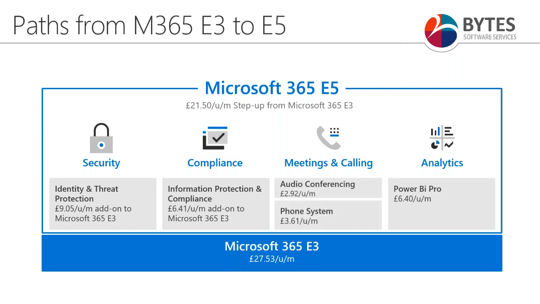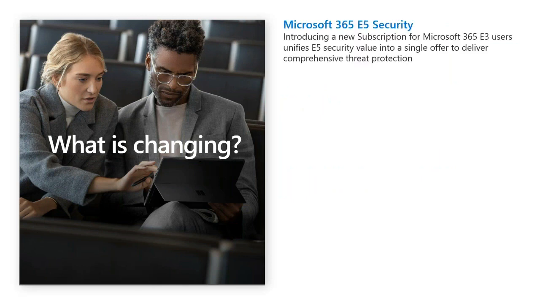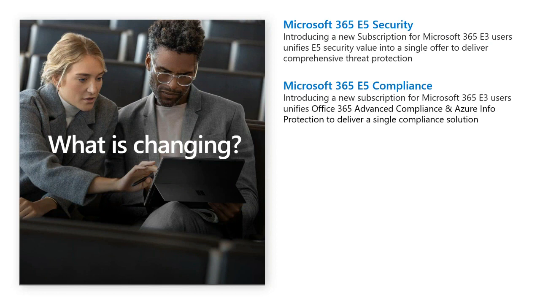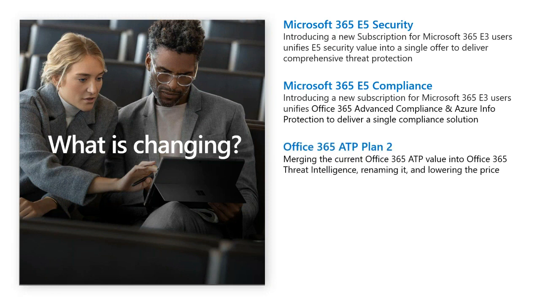So that's how that's done. So quickly, just in summary, once more, what is changing? There's a new 365 E5 security offering being introduced, and those are add-ons for the Microsoft 365 E3 users. The compliance one is a new offering, incorporating advanced compliance and Azure Information Protection. And the Office 365 ATP plan is a new one that includes threat intelligence and Office 365 ATP in a single SKU, and actually brings down the cost.